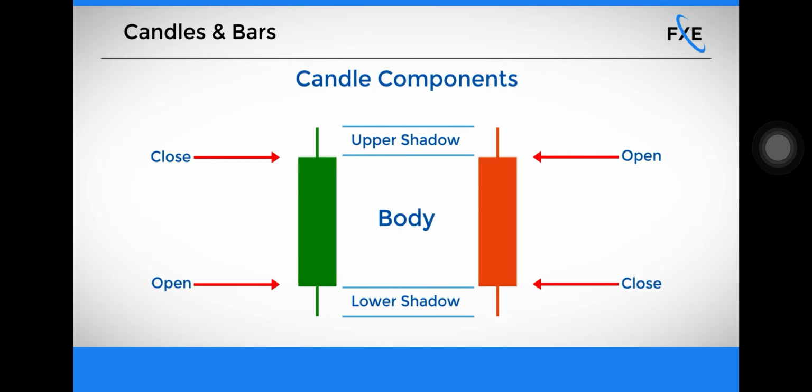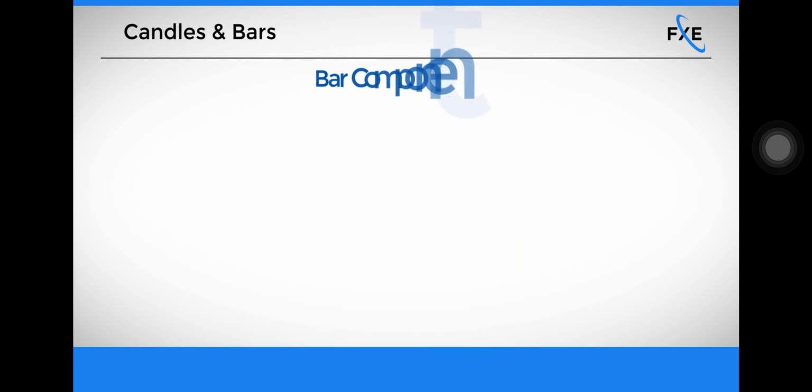The size of this area reflects how much price action there was outside the open and the close of the period, and can give you important information about how much volatility there was for that particular period. Just like the components of a candle, the same information is used to form a bar.